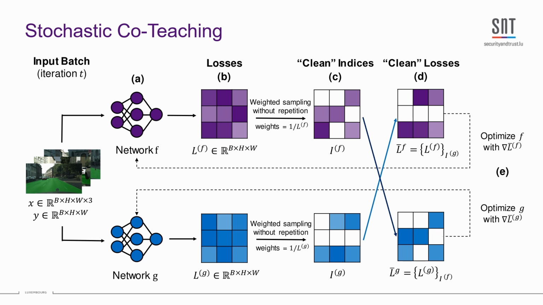Stochastic Co-Teaching trains two models in parallel. Given the same batch of data, each student computes their own pixel-wise loss in steps A and B. In step C, each student samples a given subset of pixels with probability inversely proportional to their loss. Finally, in steps D and E, each student trains using only pixels that the other has selected to be relevant, similar to how two humans could teach each other.